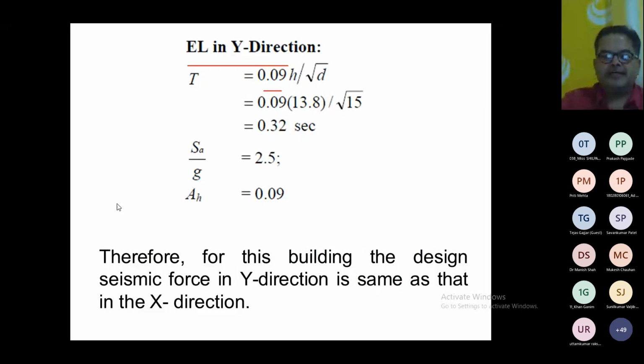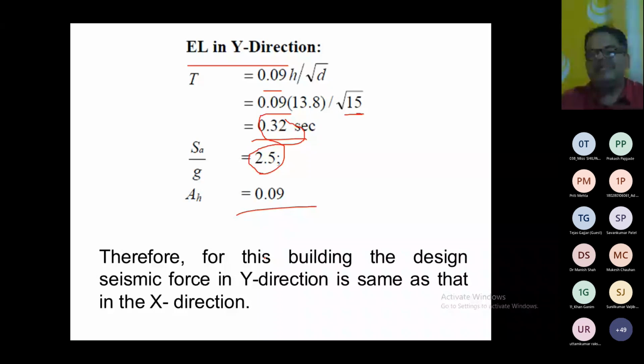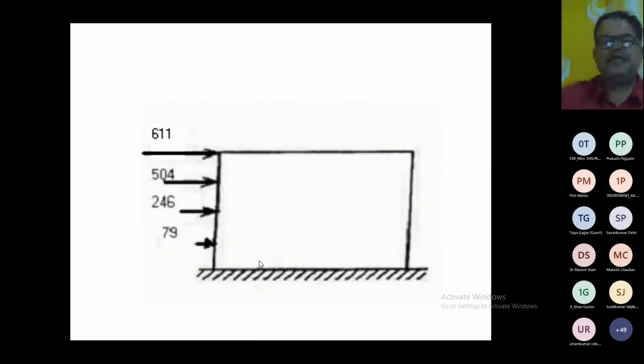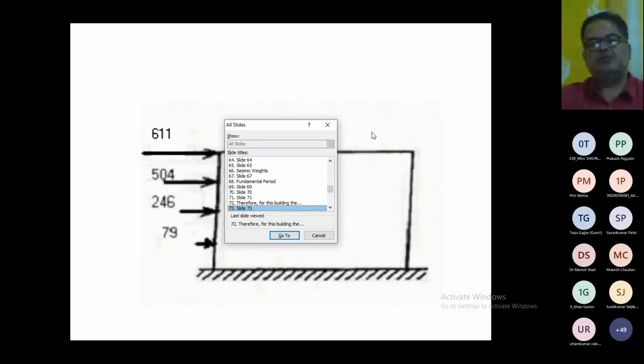So we are taking again H by root D. D we are taking, instead of 20, it is 15. Now again the natural period is 0.32. 0.32 means again it is less than 0.4, so Sa by g is 2.5. So the Ah is 0.09. It is the same as what we have in X direction. It is the same in the Y direction, so the same distribution we have, right? So this is how we are doing this. I think it will be very clear.